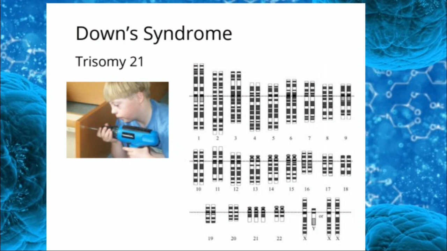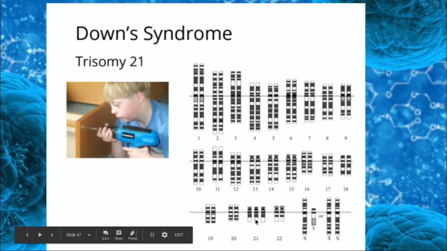There are also specific ones that do survive. Trisomy 21 is non-disjunction of the 21st chromosome. Here you can see an individual's karyotype, and a karyotype is just a picture of their chromosomes. And here we have an extra copy of the 21st chromosome.